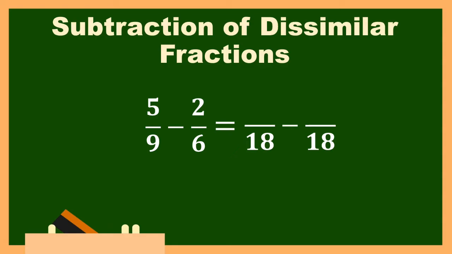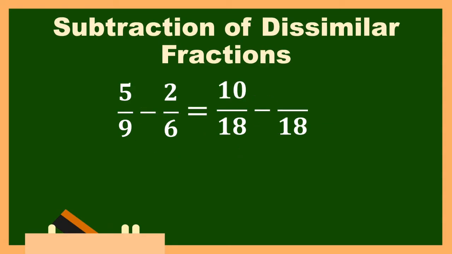So, 18 divided by 9 is equal to 2. Then, multiply the result to the numerator of 9, which is 5. So, 2 times 5 is equal to 10. Next, divide 18 by 6. So, 18 divided by 6 is equal to 3. Then, multiply the result to the numerator of 6, which is 2. So, 3 times 2 is equal to 6.